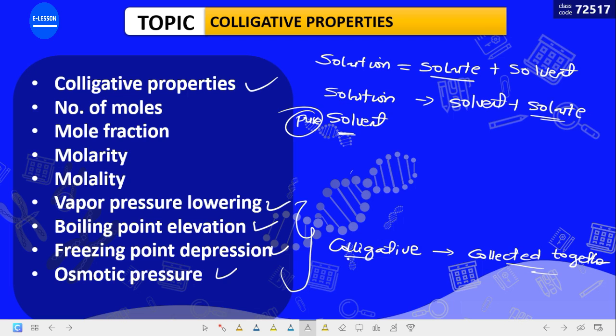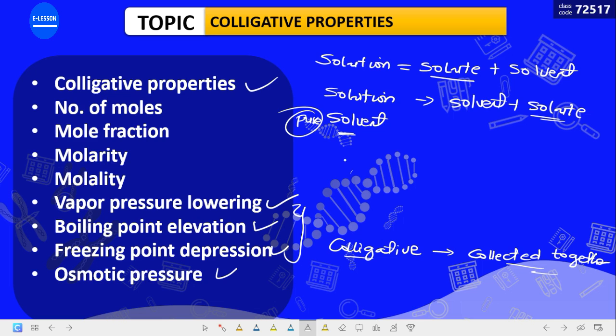Now, as we earlier said, colligative means collected together. It means that all these properties are related to each other. That is, if we are able to find one of these properties, we would be able to find the other properties. That is why we say they are collected together. The ability to determine one means you should be able to determine the other.